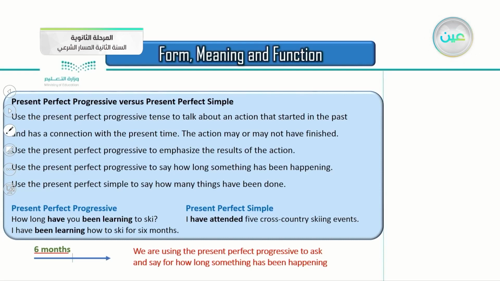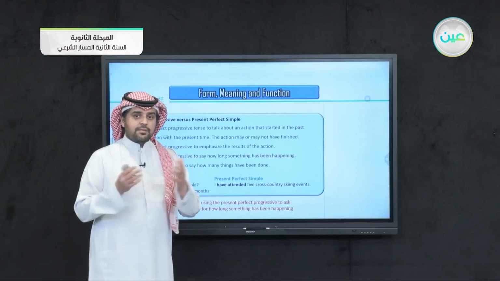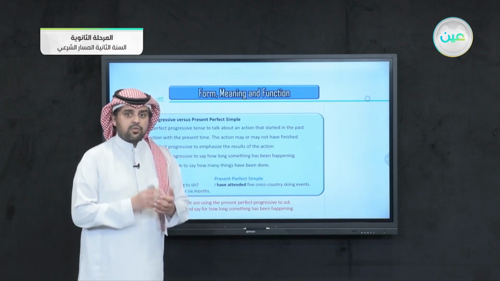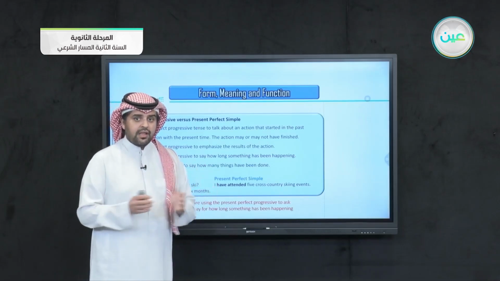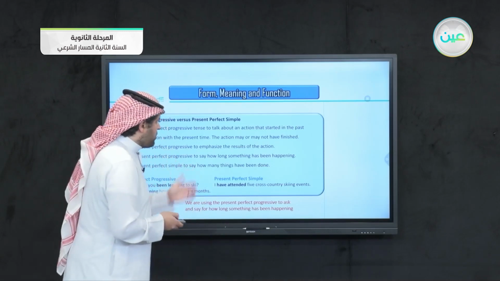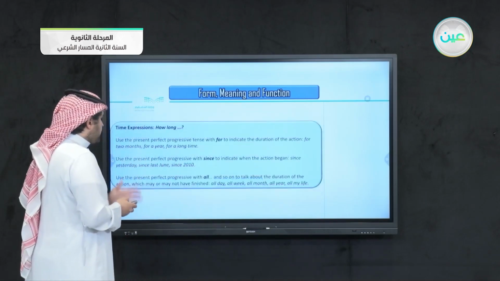The present perfect simple, I have attended 5 cross-country skiing events. Notice here that we don't focus on the time at all. We just focus on the action, that I have attended some events, and that's it. I don't mention when. I don't mention for how long. We just focus on the action.